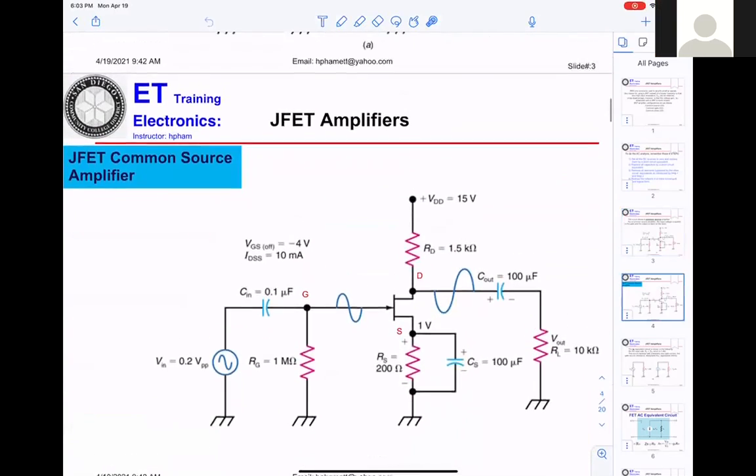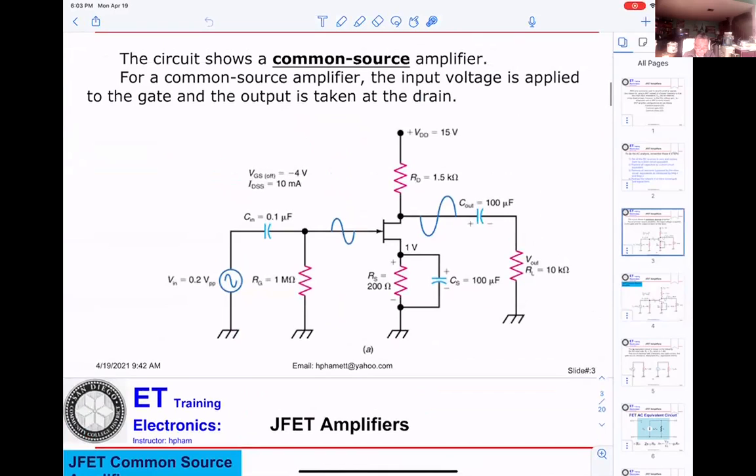Mr. Pham, I have a question. Yeah, go ahead. Regarding C in and RG, those two, a capacitor and a resistor respectively, are forming a filter there, a kind of high pass filter. Can we say that? No, that C in is just a coupling capacitor, nothing to do with RG, 1 megaohm. No relationship. So the combination of those two does not filter the signal at all.